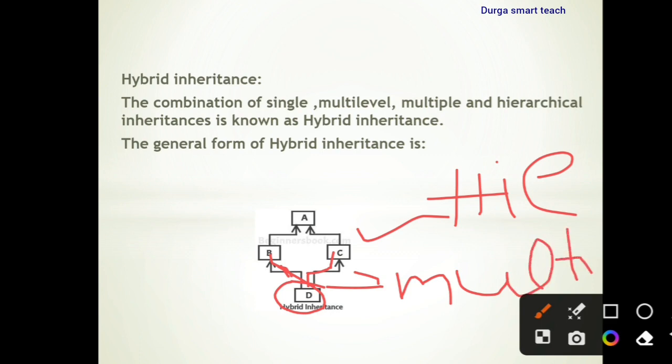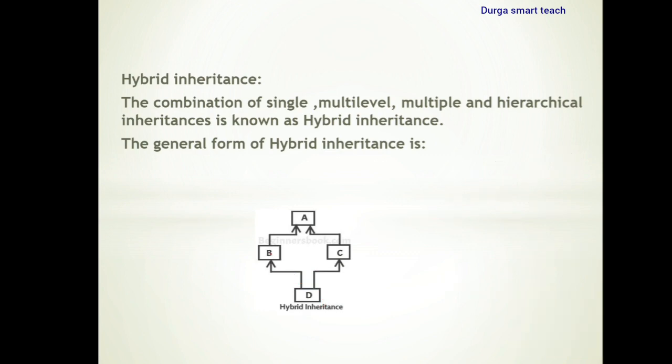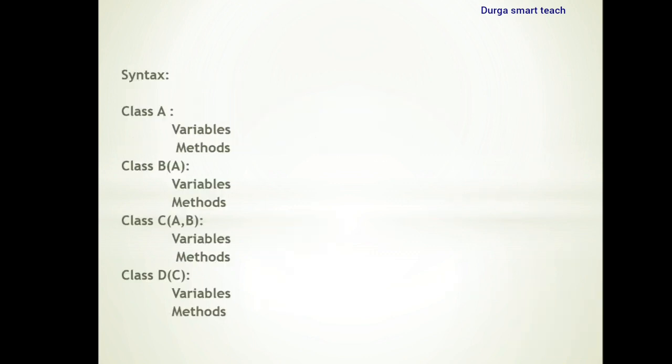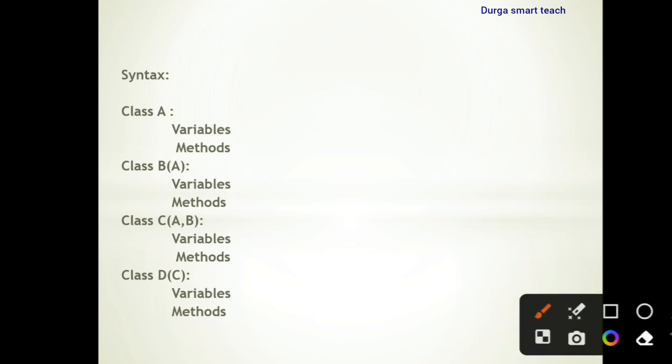Yes. So if you observe closely, here A is a parent class. From A class I am deriving B class and C class. Yes. Next, B and C are parent classes for D. So by using B class and C class I am deriving D class. So a combination of two inheritances is nothing but hybrid inheritance. So let's see the example.